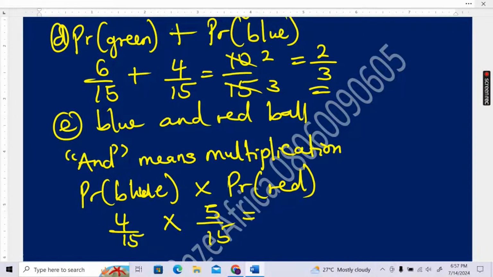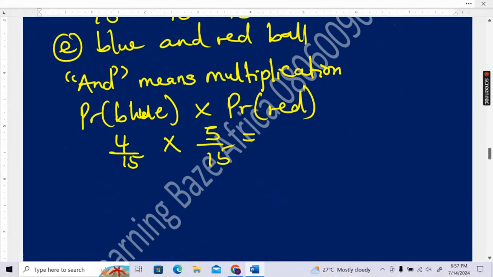Now let's simplify this fraction. When it comes to multiplication and division, you are not meant to find the LCM. Just simplify. So what can divide? 5 can divide 15. 5 into 5 is 1. 5 into 15 is 3. Nothing can divide. So 4 times 1, that is 4, over 15 times 3, that's 45. So the probability that the ball chosen was blue and red is equal to 4 over 45.